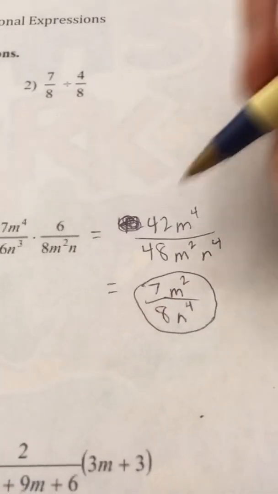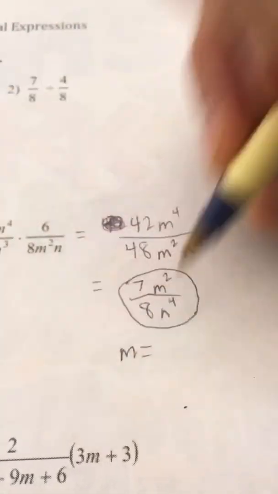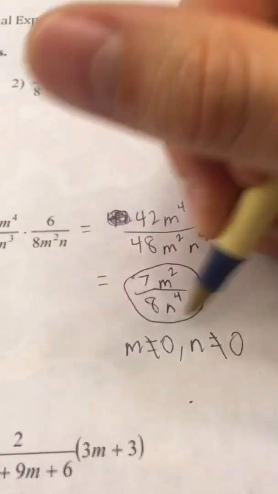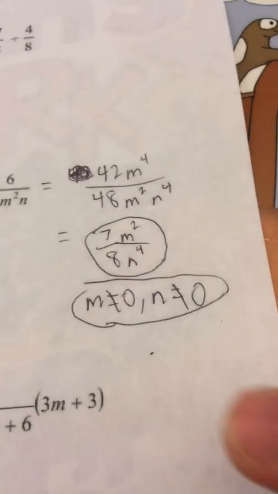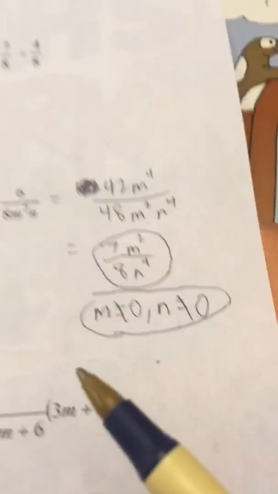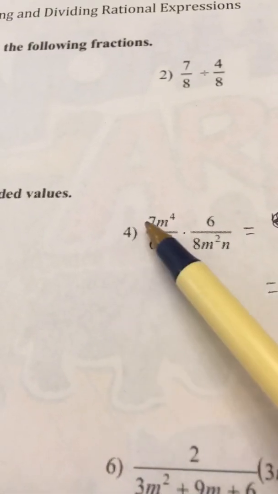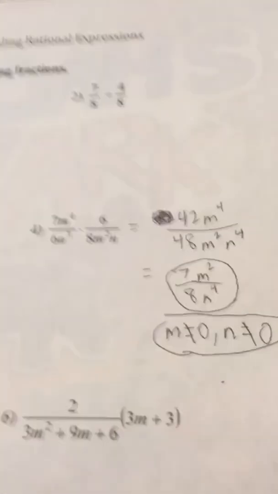And then I just need to list my excluded values. M cannot equal 0, N cannot equal 0, again because it's monomials. If you plug those numbers in, you would get 0 on bottom. All right, this one it probably would have been easier first to just cancel out the 6's diagonally. All right, then you'd just be left with 7 over 8. Either way. All right, 2 more problems, then we're going to take a quick little practice break.